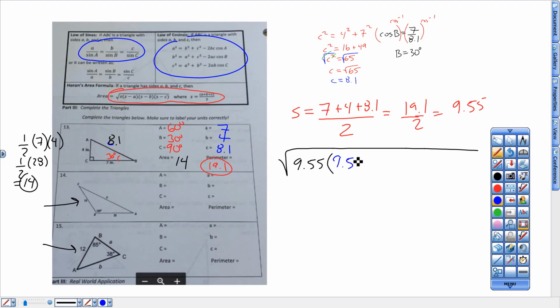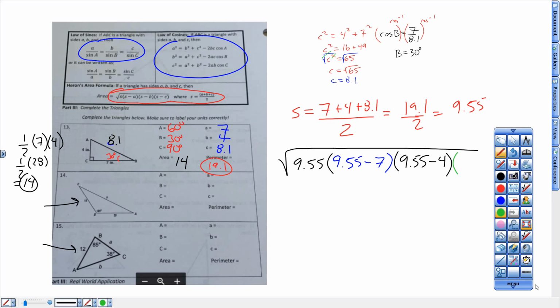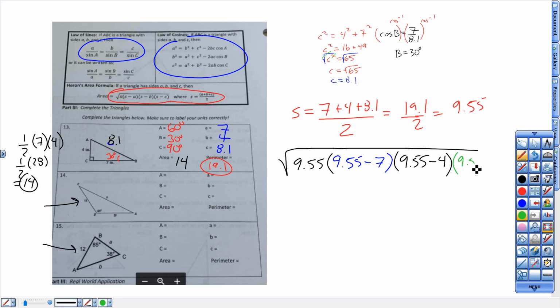But you can see that first little piece is S minus the A piece. And then this is all times. The other piece is that same S number, but subtracting the B piece. And then that third one comes from that same S number, but subtracting the C piece. And if you do this gnarly formula right, you should get the same answer as 14 over here.